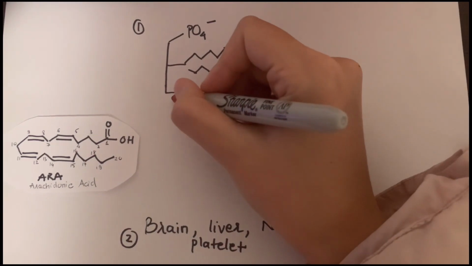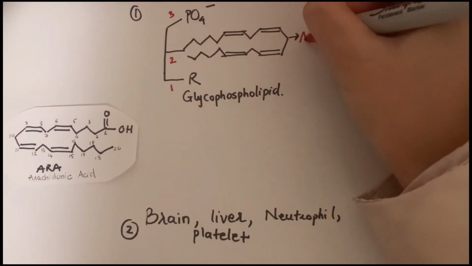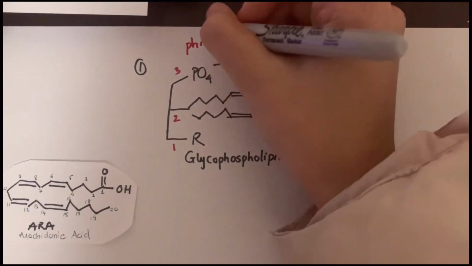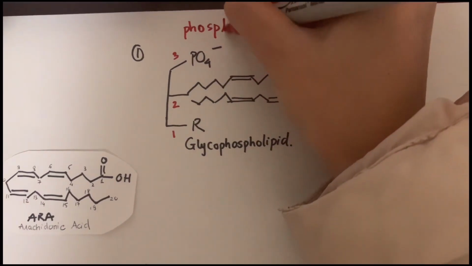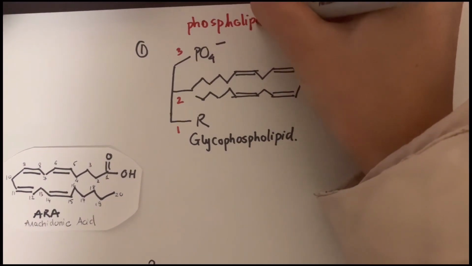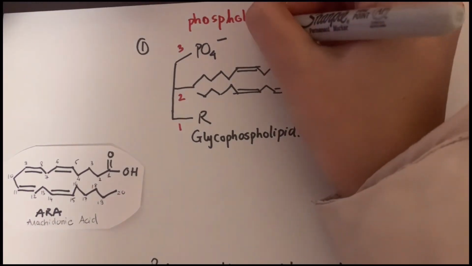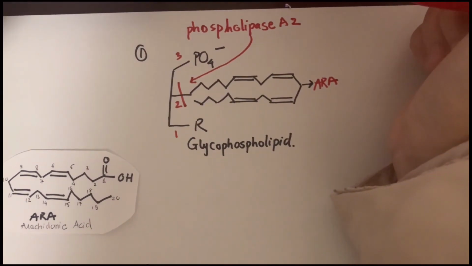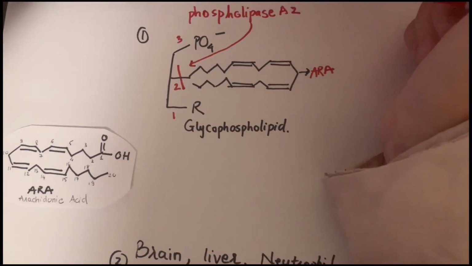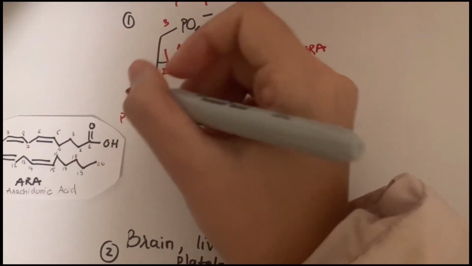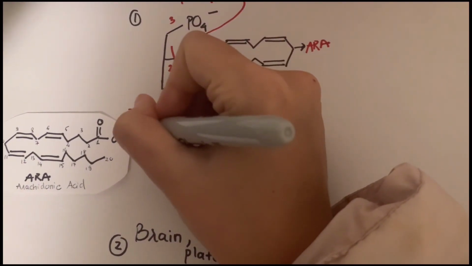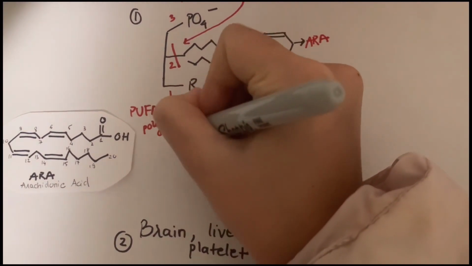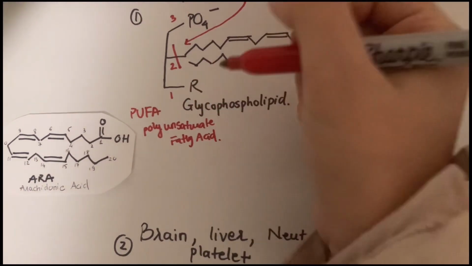Arachidonic acid can come from membrane phospholipids, and one of the membrane phospholipids that contain arachidonic acid is glycerophospholipid. It contains arachidonic acid at its second carbon, and phospholipase A2 can cut the glycerophospholipid at its SN2 position to make arachidonic acid. Arachidonic acid prefers its hairpin conformation and is a polyunsaturated fatty acid.